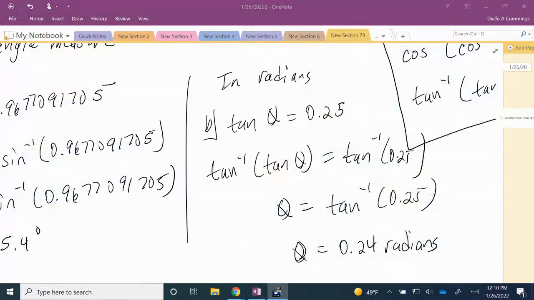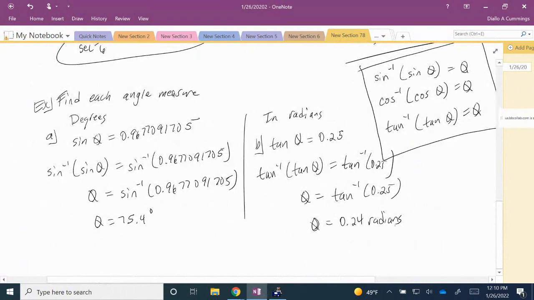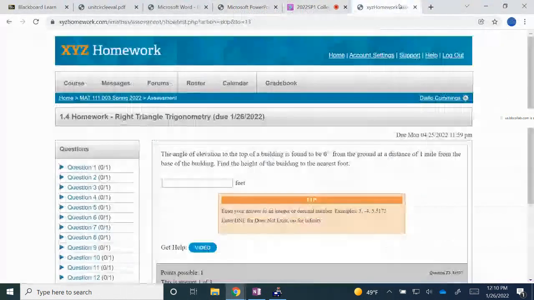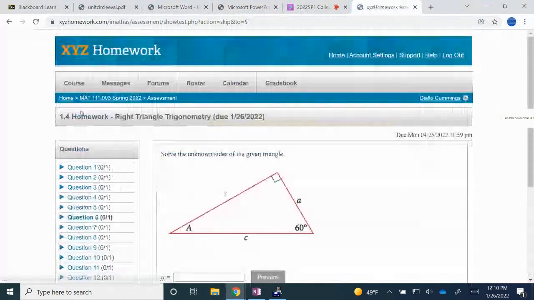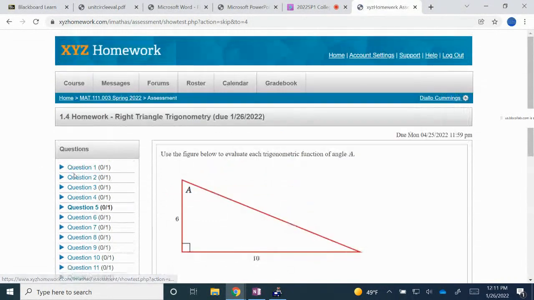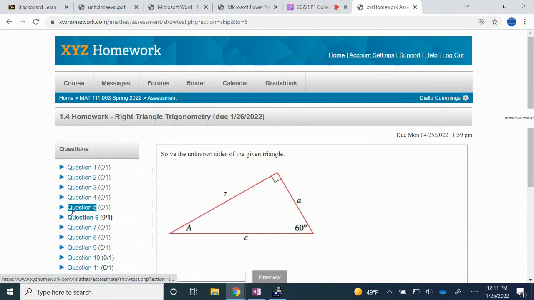All right, so we're able to find both angle measures. Now we're going to use these arc functions to find angle measures when we solve right triangles. I'm just going to pull up a problem. All right, so this is problem number 6. We'll take a look at number 6.